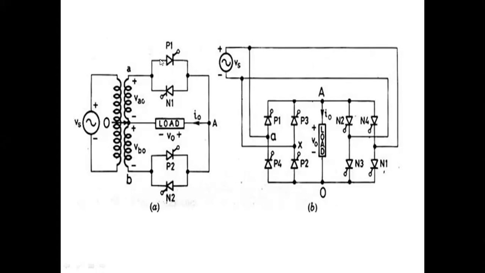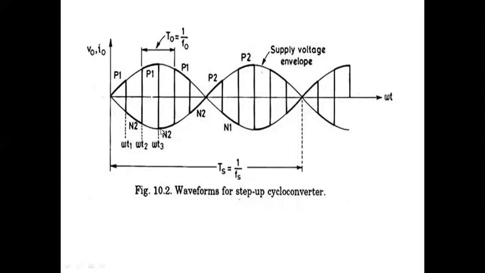So I am discussing the positive cycle. What is the positive cycle? See here, from 0 to pi. From 0 to pi, I'll give firing pulses alternately to P1 and N2. When P1 is given a firing pulse, the output voltage is in the positive cycle. When you give a firing pulse to N2, the output voltage is in the negative cycle. I will tell you why: P1 will get the positive side, N2 will get the negative side.